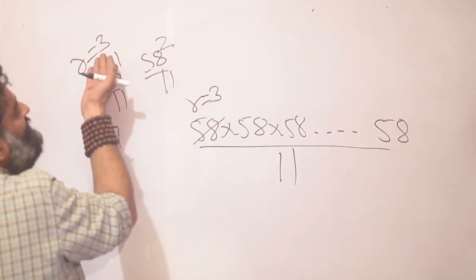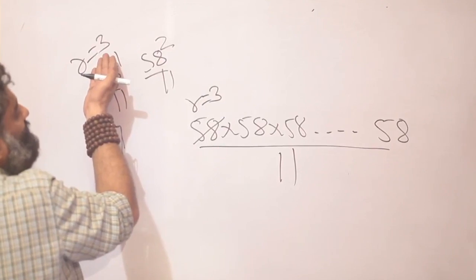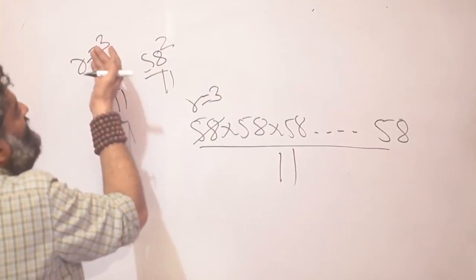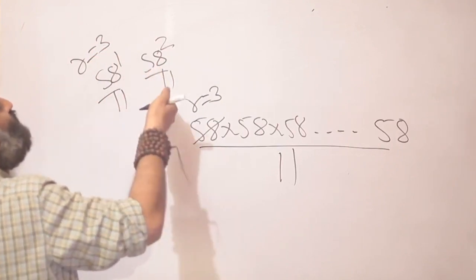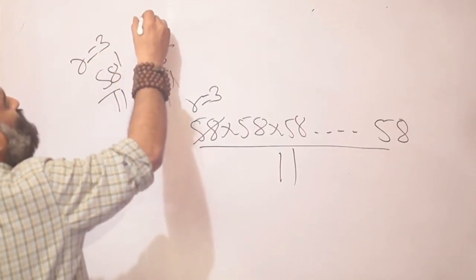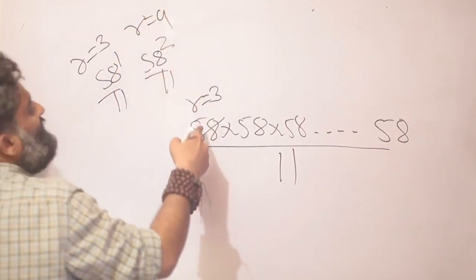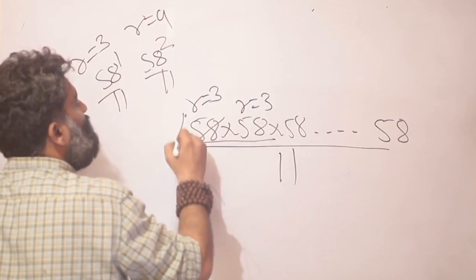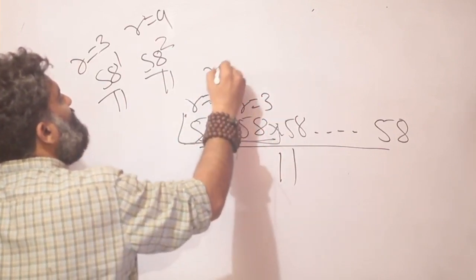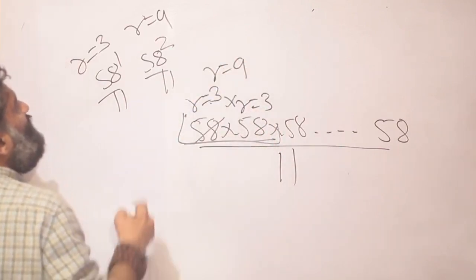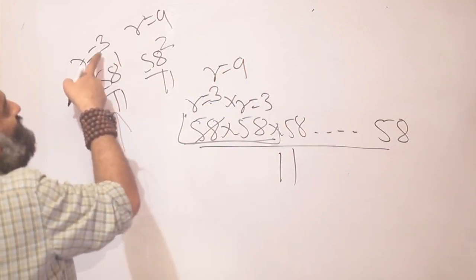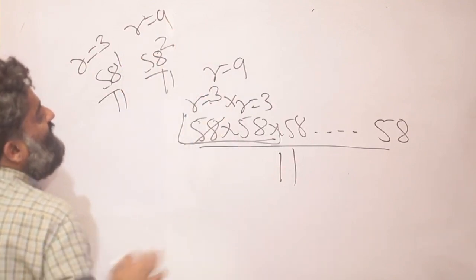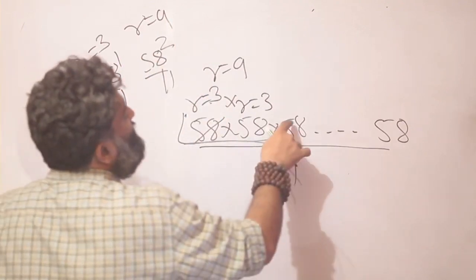So just start with this 3, and you know the other 58 is also going to give you a 3. So 3 into 3, the remainder would become 9, right? So when 58 raised to 1, the first remainder is 3, the second remainder is 9. It is still smaller than 11, so I don't have to worry about it. Let's go to the next step.